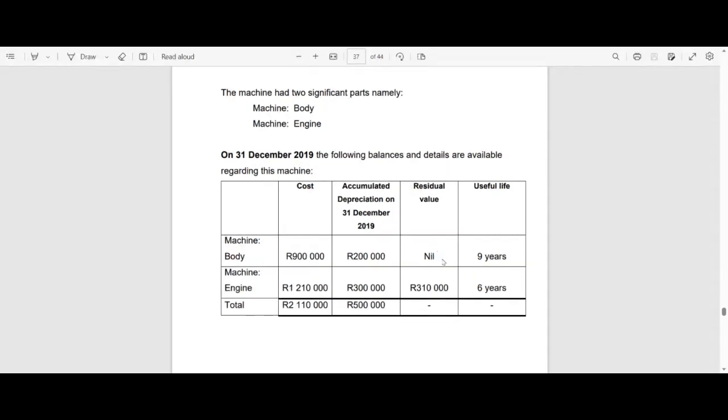And as we can see, they've got different residual values, they've got different useful lives. Therefore, we have to depreciate the body component and the engine component separately from one another.